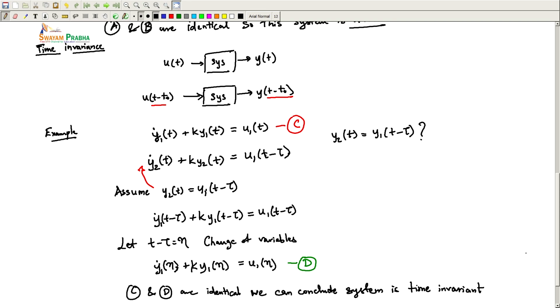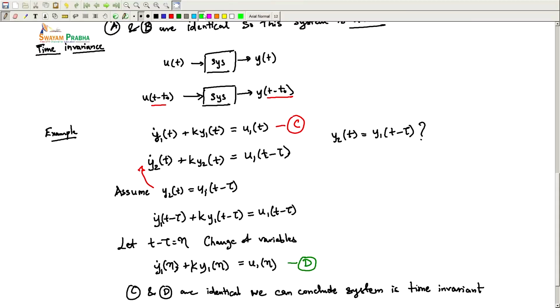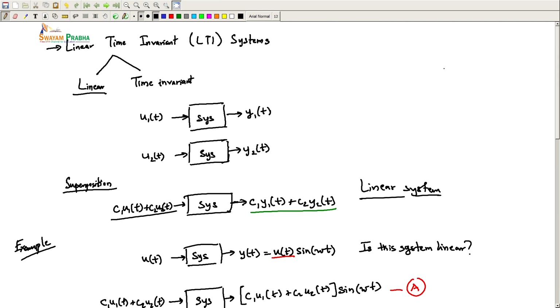Now, for this example, what if we changed this k to be a function of time? For example, this particular k is a function of time. In that case, this time invariance won't hold, and this will be a time varying system. So, now let us go back. So, we have studied linear system and time invariant system, and when both these properties are present in the system, we call it a linear time invariant system, or rather an LTI system. This course we are going to focus on these LTI systems.